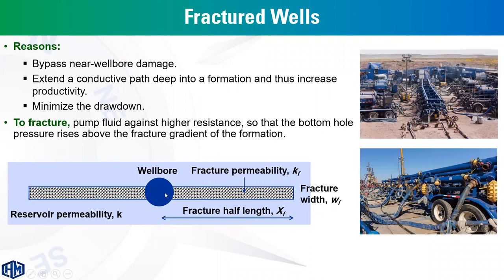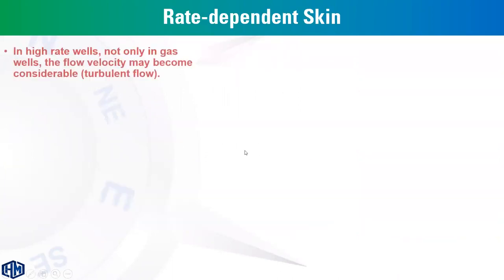If we assume this is a wellbore, we have this fracture permeability, which is much higher than the average reservoir permeability, okay? And we have this fracture width, and this is the fracture half length. Simply, in a hydraulic fracturing operation, a huge arrangement of surface equipment or pumping system is required to ensure pumping of hydraulic fracturing fluid at very high injection rate to initiate and propagate the fracture in the reservoir.